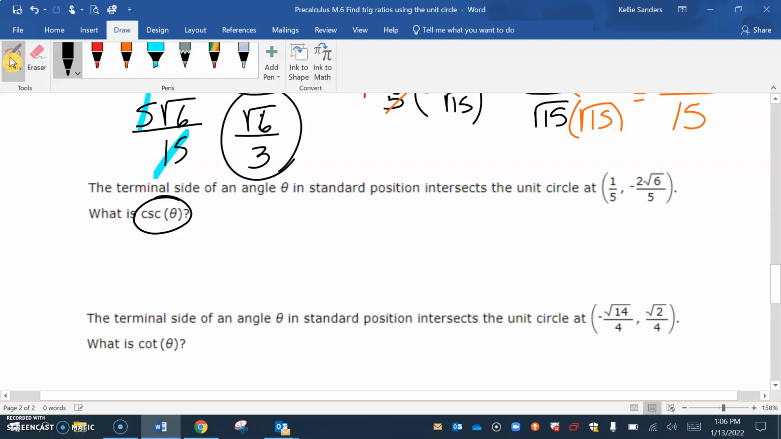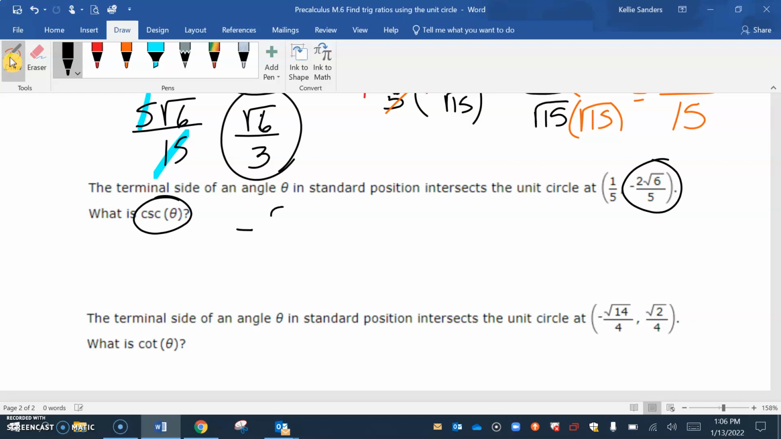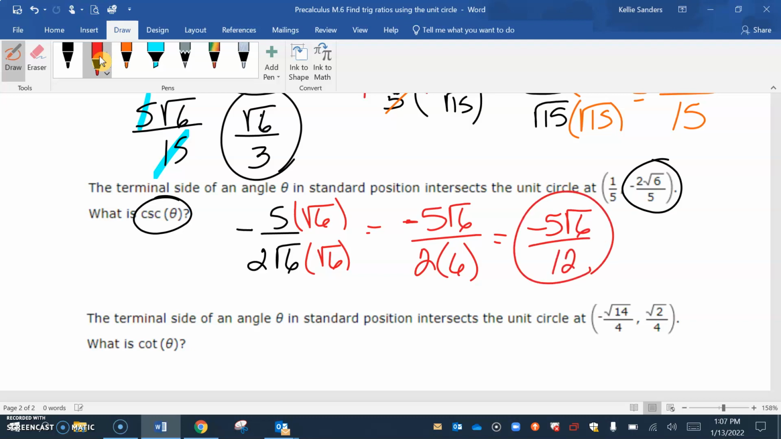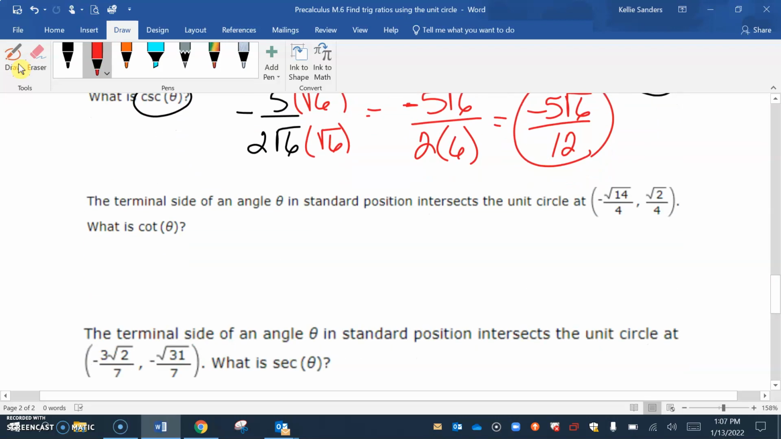Cosecant is the reciprocal of sine. Sine is y. So this would be negative 5. You're just flipping it, right? Over 2 square root of 6. We can't leave the square root of 6 on the bottom, so we multiply it to the bottom and the top. We get negative 5 square root of 6 over 2 times 6. Square root of 6 times square root of 6 is 6, and 6 times 2 is 12. 5 and 12 do not reduce, so that is it.